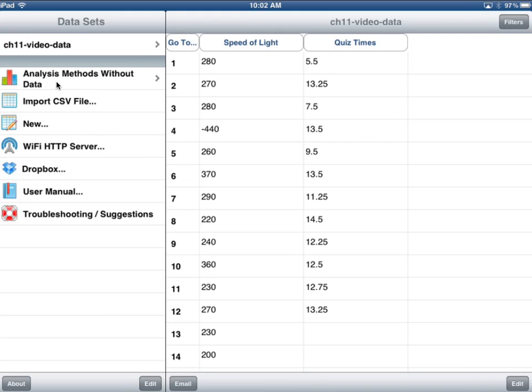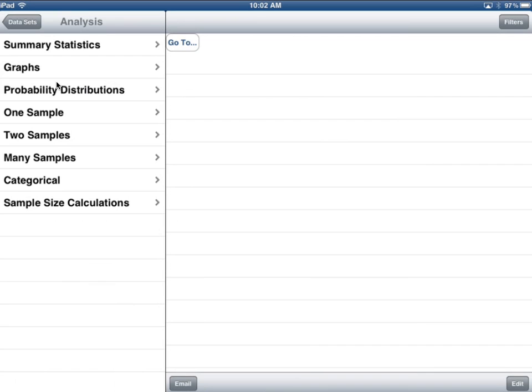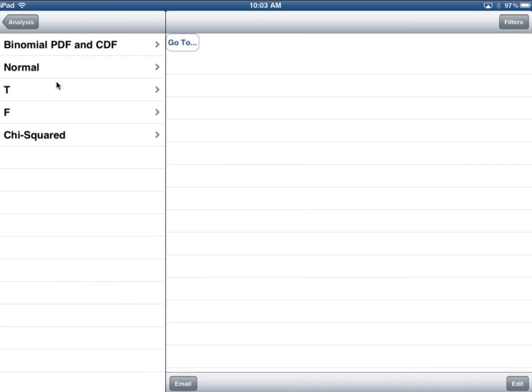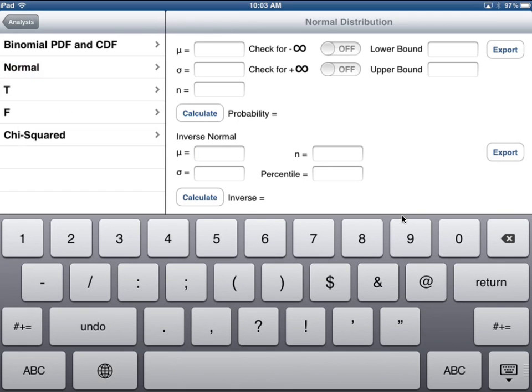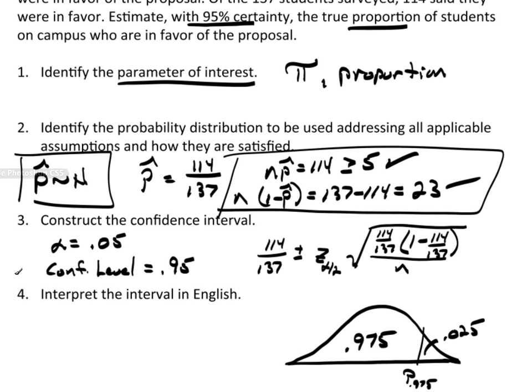So in TC Stats, if I select analysis method without data, and then go to probability distributions, and then go to the normal distribution, on the bottom down here, you can see the inverse normal. And for Z distribution, the mean is 0, the standard deviation is 1, n is 1. This is for the Z distribution, not my proportion. And the percentile I want is 0.975. Calculate, and the value is 1.96. That means this confidence interval right here needs to have 1.96.